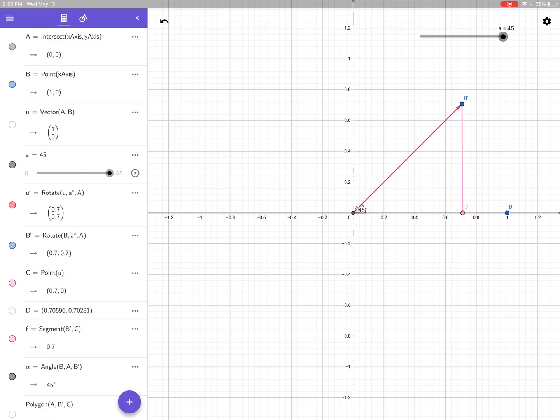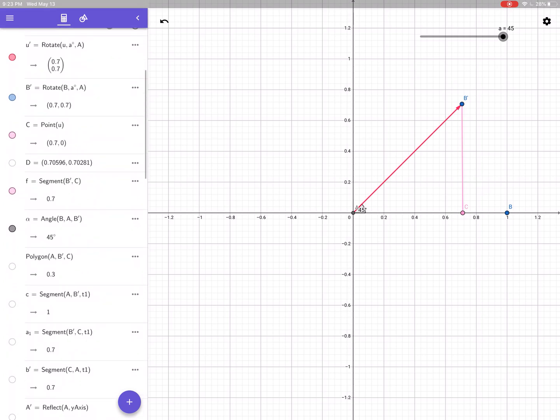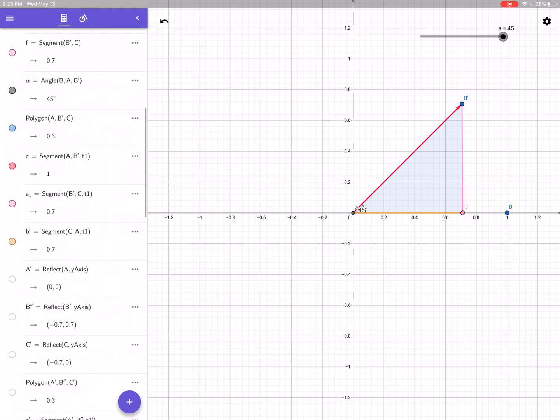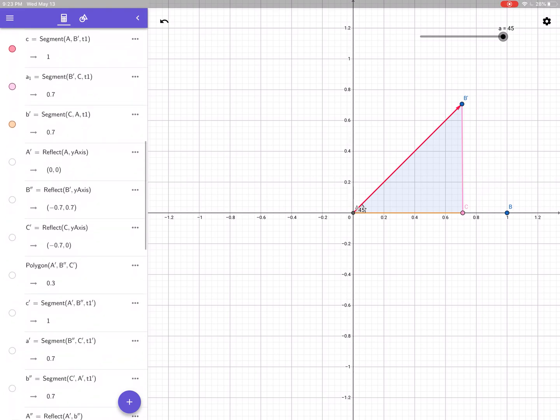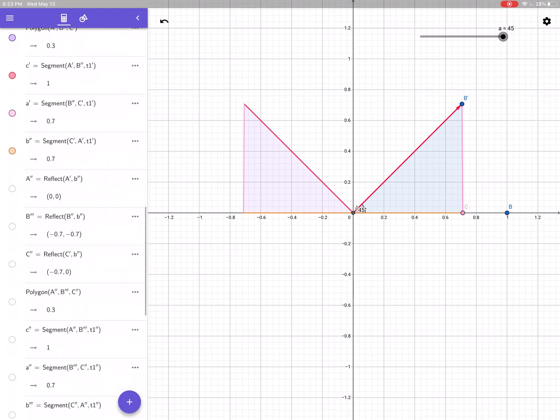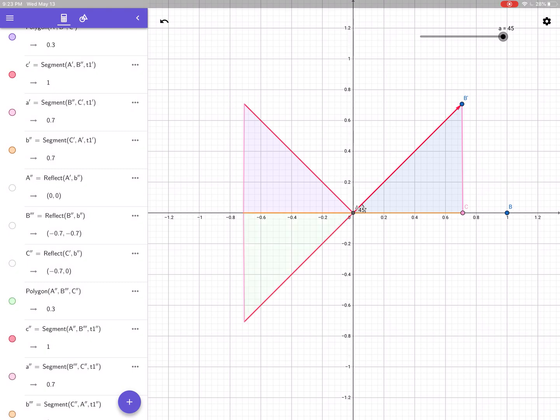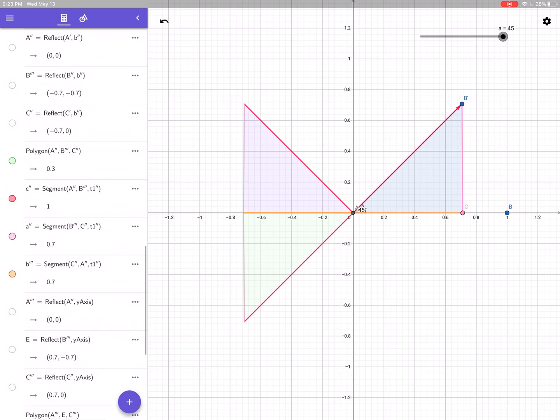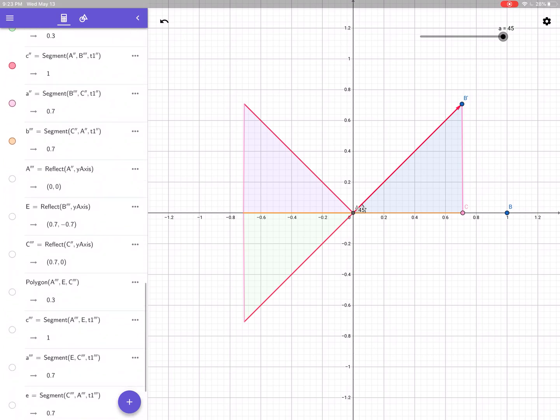So what I'm going to do is make a polygon, the triangle in question. I'm now going to take that triangle and reflect it. Oh, there's our rigid transformations again. I'm going to reflect it about the y-axis. I'm then going to take that new triangle and flip it, or reflect it, about the x-axis. And I'm going to take that new triangle that was just generated and reflect it about the y-axis again.